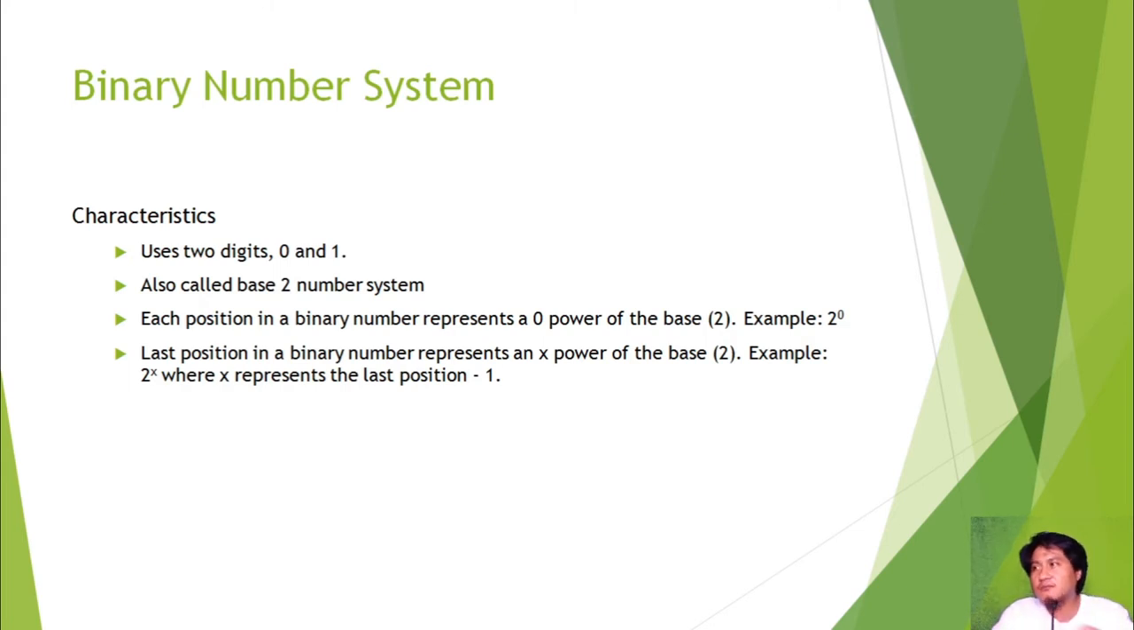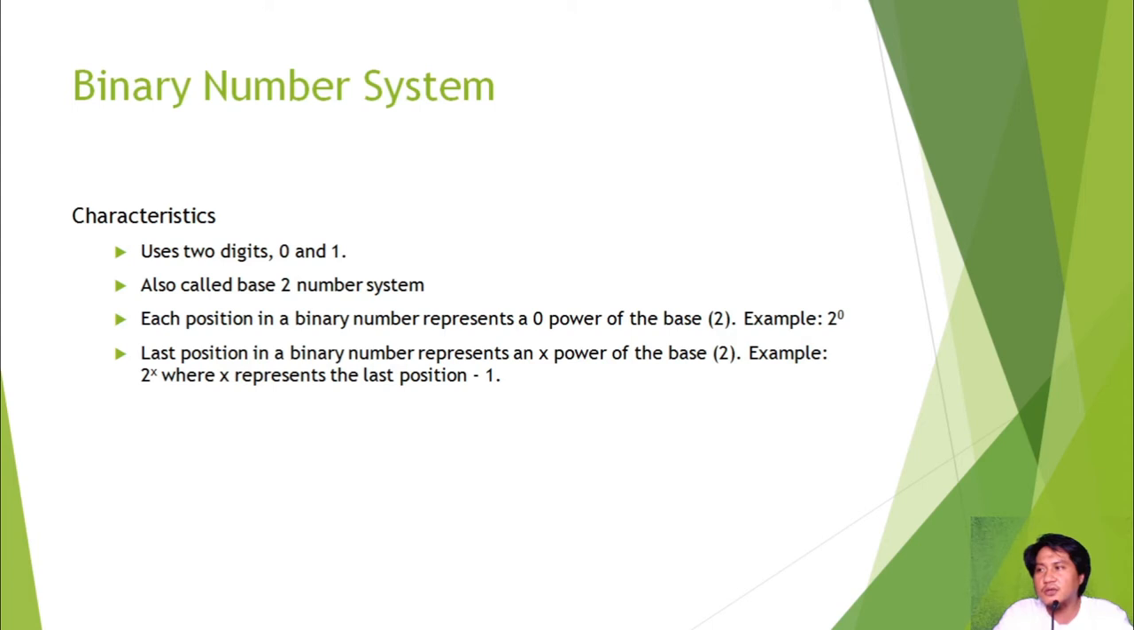The next one is the binary number system. As presented before, binary uses two digits, the zeros and ones. You have probably encountered it when watching The Matrix Reloaded, or when typing the word Matrix in Google Images and pressing enter, you see images in green color with a lot of zeros and ones. Those are what we call binaries.